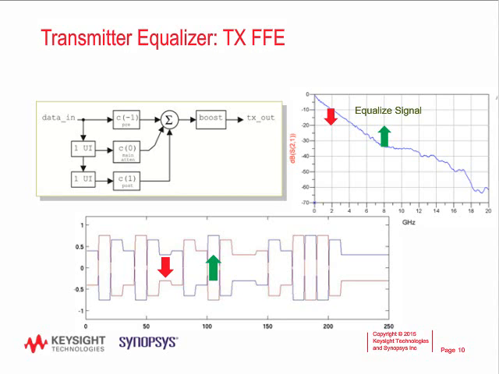You can see from the plot of the loss that the higher frequency signal components, the green arrows, are emphasized using feed-forward equalization, while the lower frequency signal components, or red arrows, are de-emphasized.